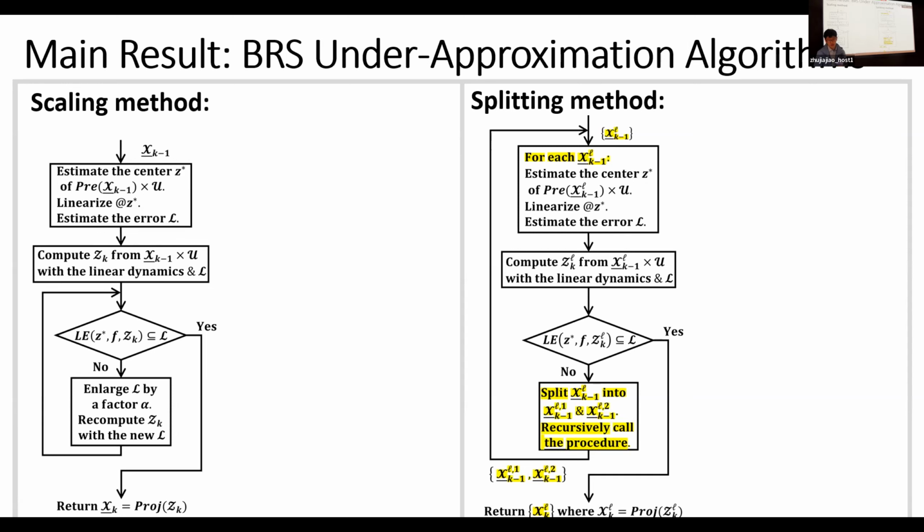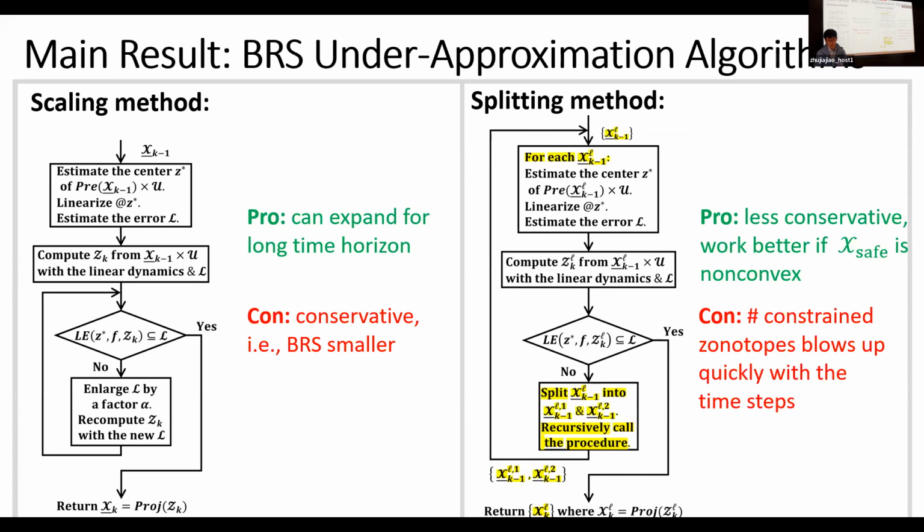In the scaling method, what we do is we scale, or we enlarge, this error set by a scaling factor every time until it is large enough so that it will be valid within the set. Or in the splitting method, what we do is we keep the size of the error set and we partition the target set until every small piece is small enough so that the given error set is valid within it. So here the scaling method is better for longer horizon computation.